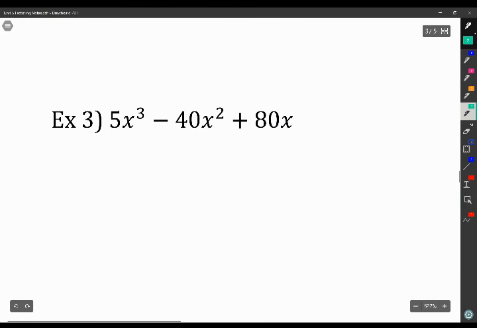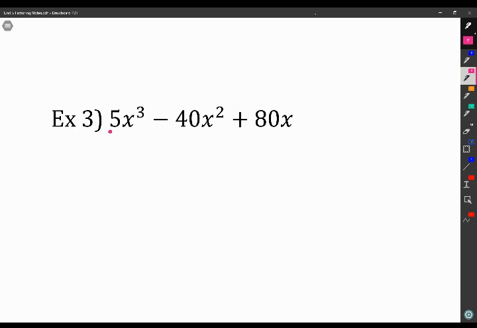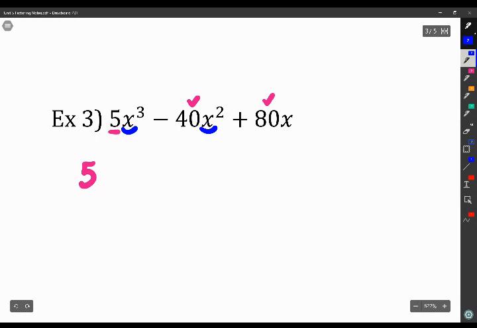So when I look at example 3, I want to do the same thing. I'm looking to see, do I have something in common? My smallest number is 5. 5 goes into 40 evenly, and 5 goes into 80 evenly. So we know we can take out a 5, and then we look for letters. And in this case, you'll notice that you have an X here, an X here, and an X here. So we take out one X because that's your smallest power. And now we just divide.